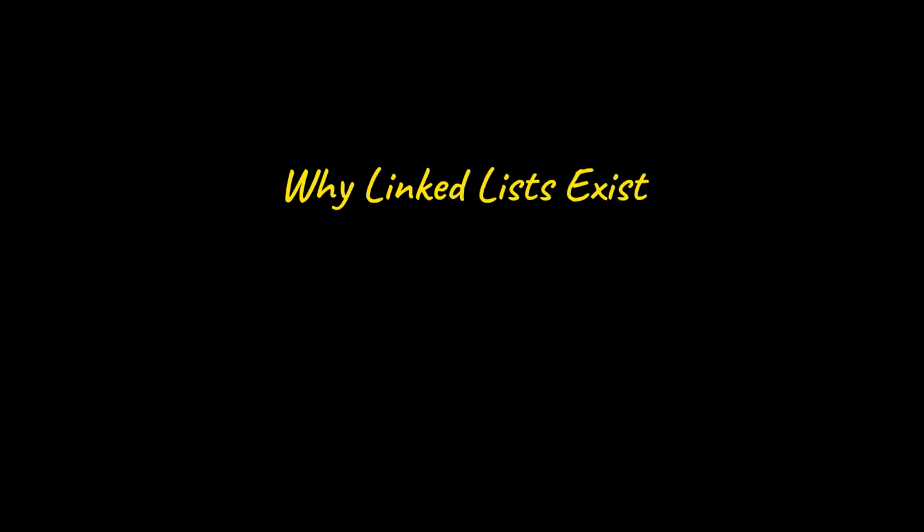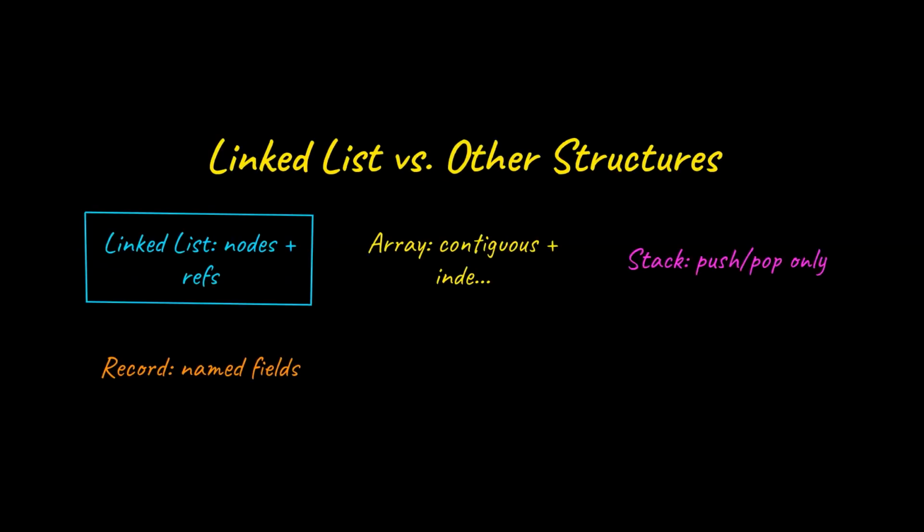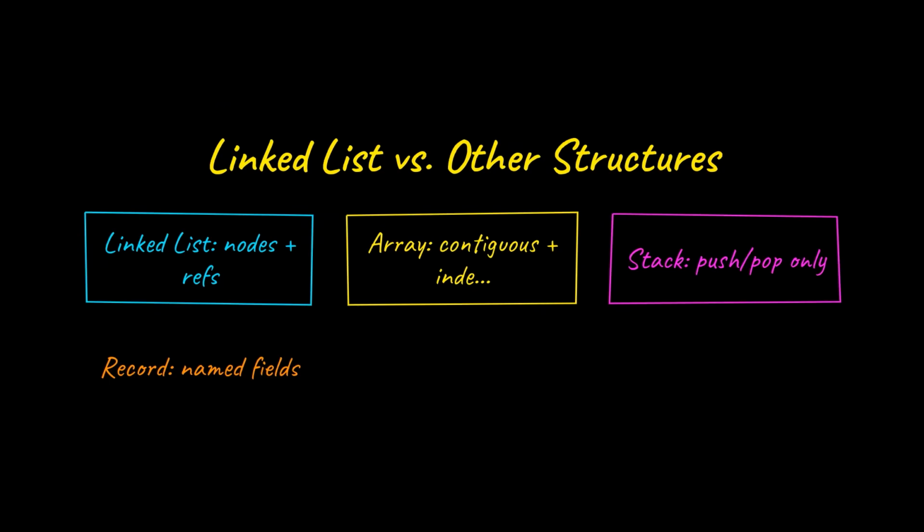The core advantage of a linked list is that insertion and deletion are cheap. Adding or removing a node only requires changing a couple of references, with no surrounding elements shifting in memory. Compare this to an array, which offers fast index access but pays for mid-list changes with shifting. A stack restricts access to one end, and a record bundles named fields. Neither chains nodes with references the way a linked list does.